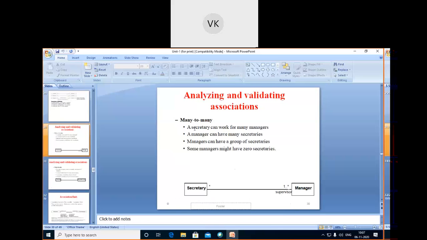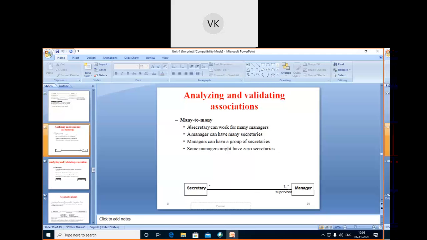Here you see a secretary can work. For example, I have taken here a secretary as one class and the manager as one class. A secretary can work for many managers. A single secretary can work for many managers. And one more thing, a manager can have many secretaries.